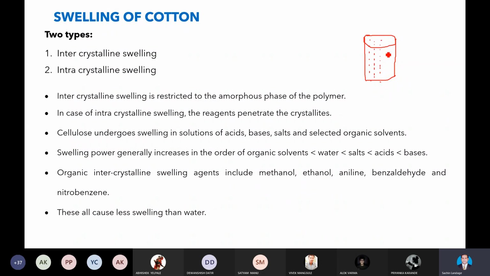Now what will happen? Whatever solvents or reagents are there, they will penetrate inside this. Whenever there is a penetration, there will be an increase in the diameter of the fiber. But whenever there is an increase in the diameter of the fiber, what will happen? The length will decrease.